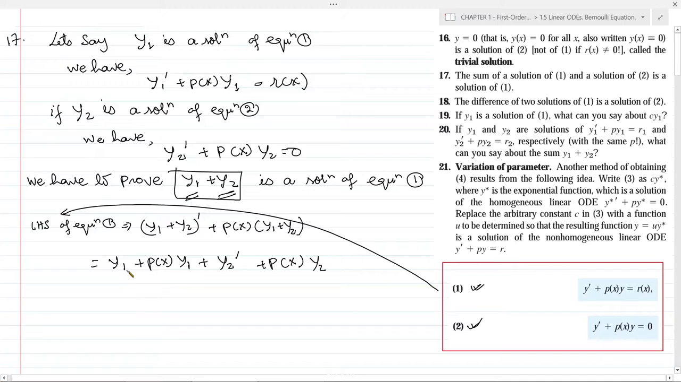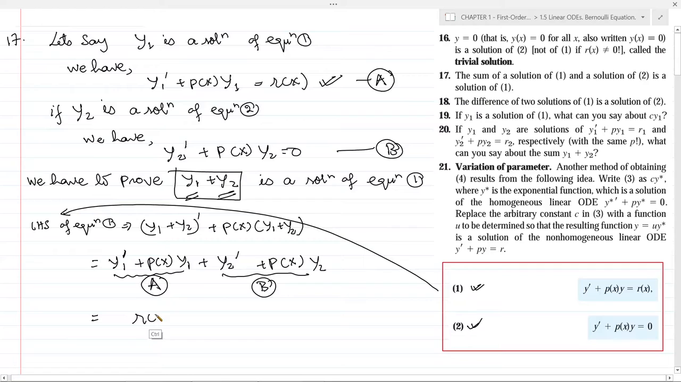So now let us divide these two parts. Let us take this as equation A and this as equation B. From equation A, y1 dash plus p of x y1 is r of x, and from equation B, y2 dash plus p of x y2 is 0. So the sum is r of x plus 0, which is equal to the RHS of equation 1. So we see that y1 plus y2 satisfies equation 1.